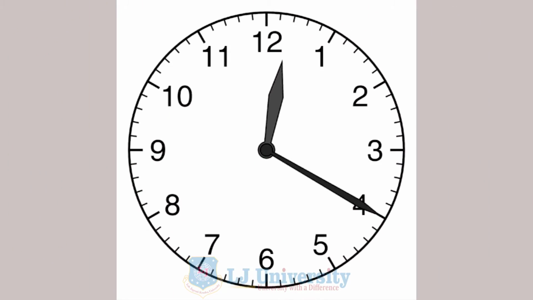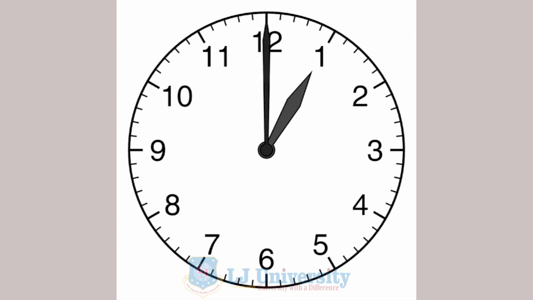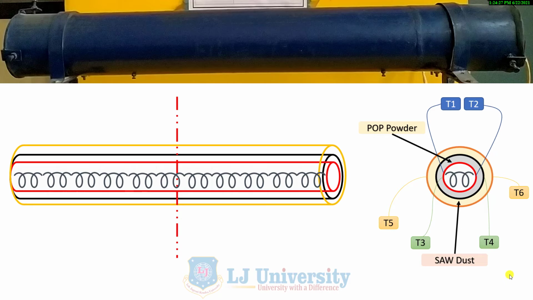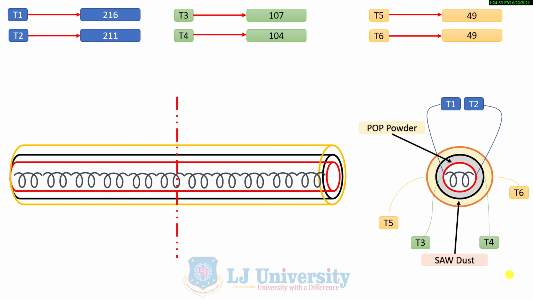After some time, for example after an hour, our setup is on steady state. After the system reaches the steady state, we can note down the temperatures of all 6 sensors. After steady state we get the value of T1 as 216 and T2 as 211, T3 and T4 as 107 and 104, T5 and T6 as 49 degrees Celsius.